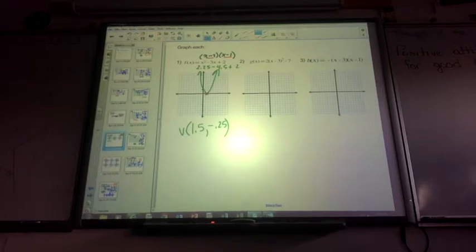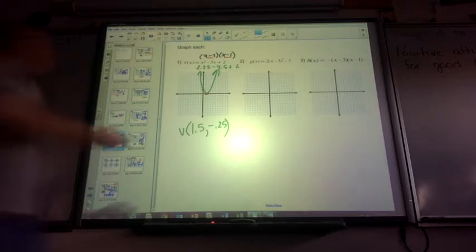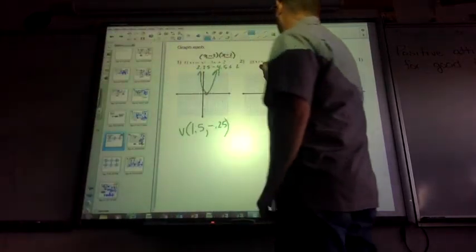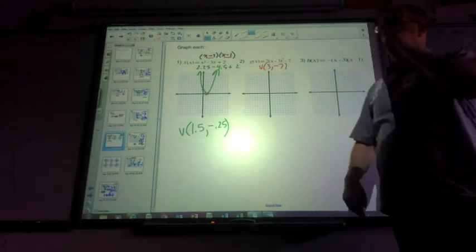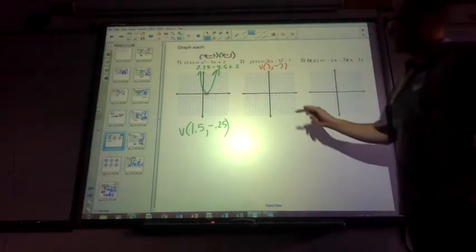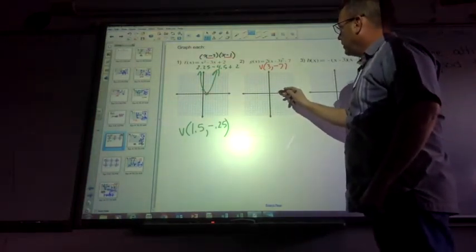Hey, second problem. What form is that in? The vertex form. So my vertex on this is going to be 3, -7, right? Opposite value inside because it's grouped, same value outside. So 3.